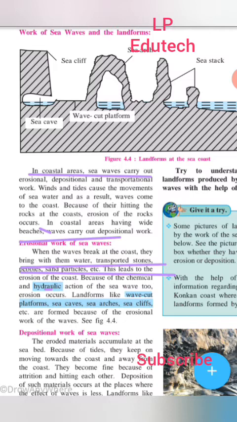Because of the chemical and hydraulic action of the sea waves too, along with it there is one hydraulic action that also affects the coast. Now what are those actions? What is this hydraulic action?